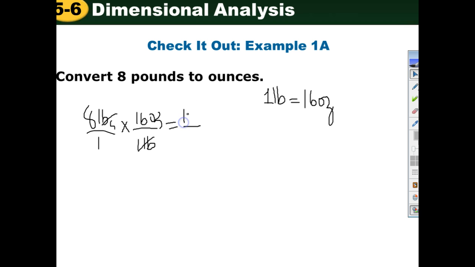And that would be 128 ounces. Now, 1 times 1 is 1, so you really do not need to put the 1 at the bottom. Alright? So, hopefully you got that one right. Let's move on to more complicated ones.